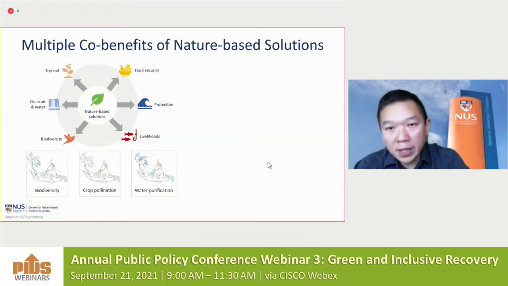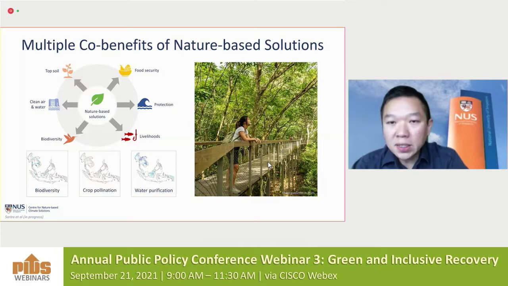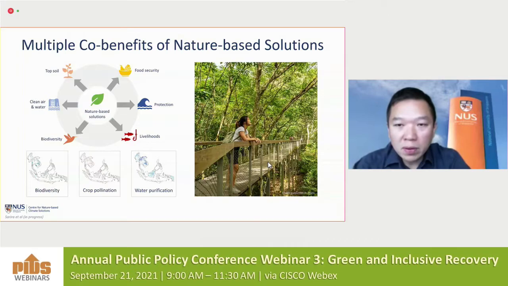And of course, green spaces in our cities also provide multiple co-benefits, including conserving our urban wildlife, maintaining our physical and mental well-being, improving social cohesion, as well as reducing our exposure to air pollutants, noise, and heat.